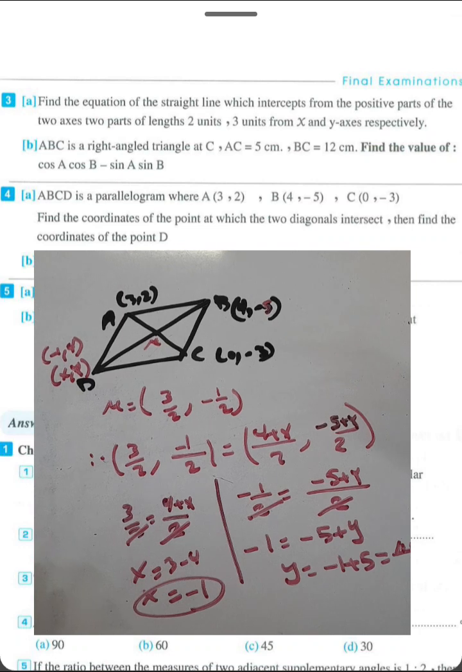Okay, question number 4, x equals negative 1. Okay.